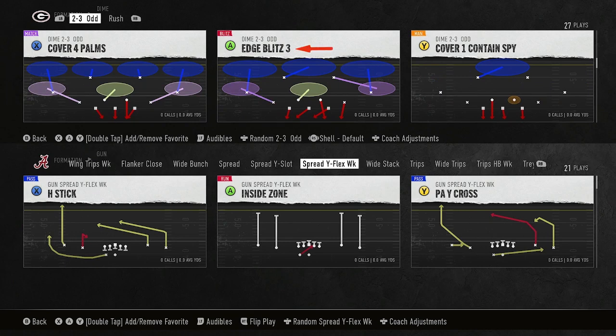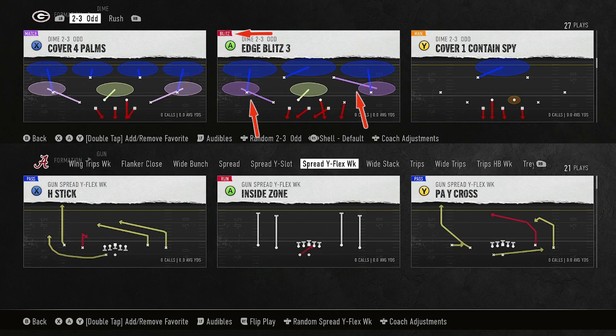Now, you look at Edge Blitz 3, you're going to see that there's a blitz tag. Now, that blitz tag, like I said in the beginning of the video, EA only has the ability to tag it with one name. Do you see how those pink type of zones are on the field? Those are seam flats. So those are going to match. It's not what the play says.